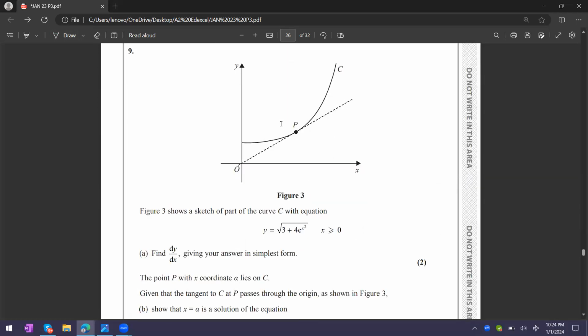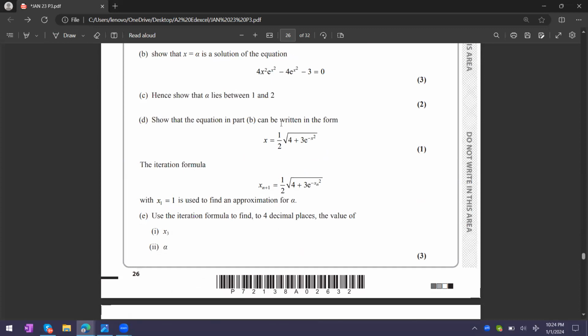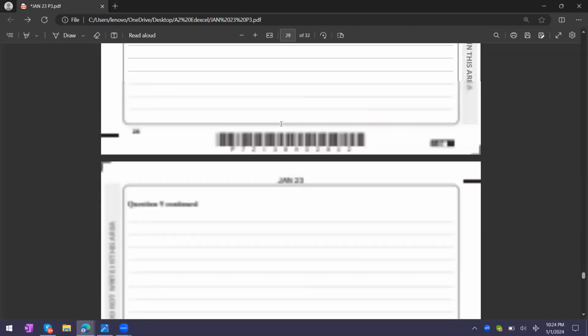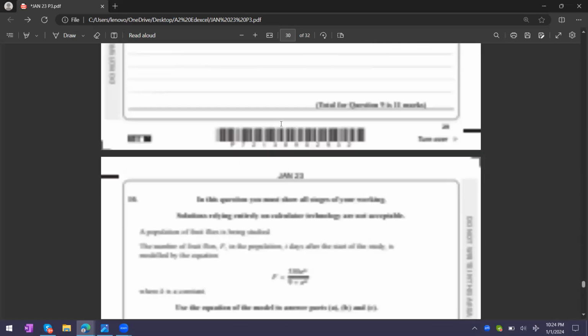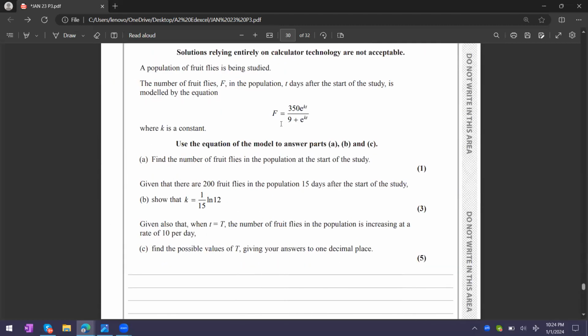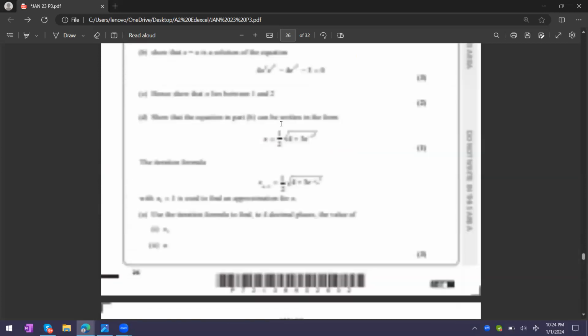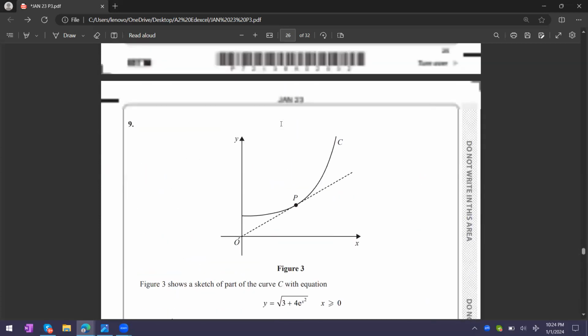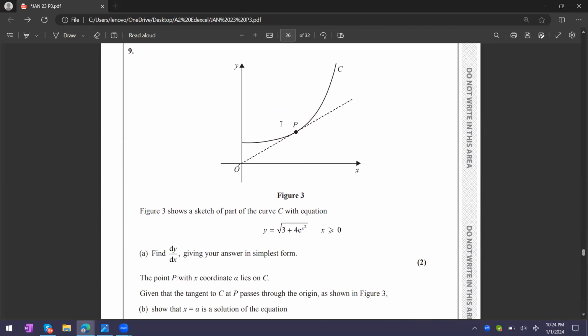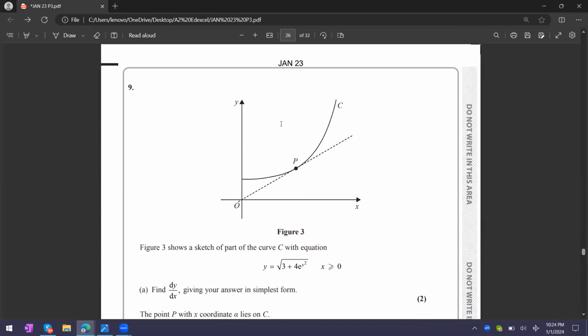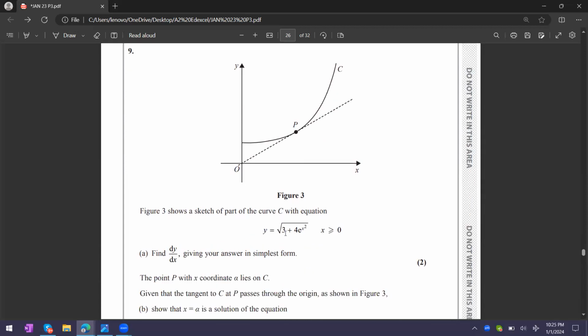This is also now a differentiation question and also integration combined. Is it the last two questions? No, we have question 10 also. That is a logarithm, I think. Okay, we can skip that. Question 9. Okay, we have the curve y is equal to root of 3 plus 4 e raised to power x square.